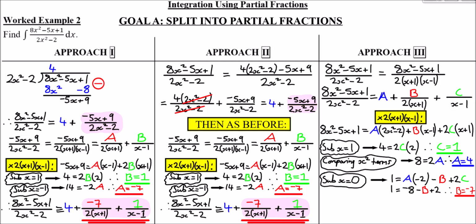Putting all that together like we did using the previous approaches, because a is 4, b is negative 7 and c is 1, we get the same result anyway. So putting that all together, we have that 8x squared minus 5x plus 1 all over 2x squared minus 2 is the same as 4 plus minus 7 over 2 lots of x plus 1 plus 1 over x minus 1.